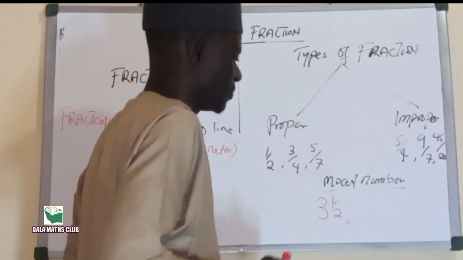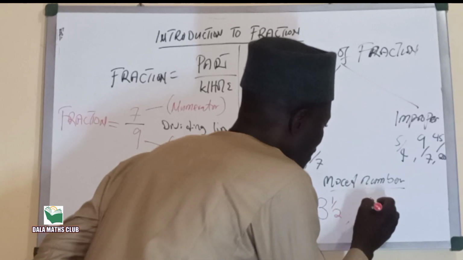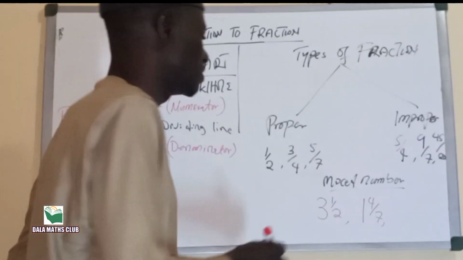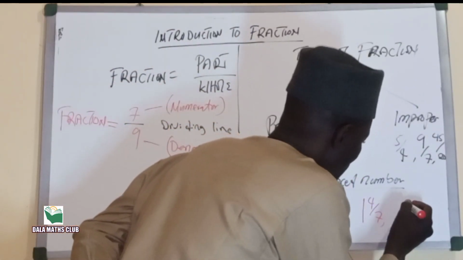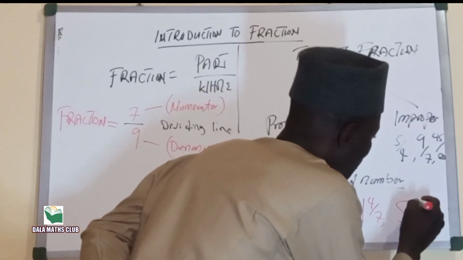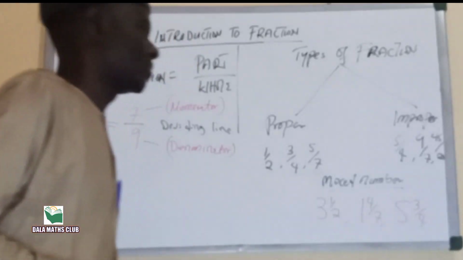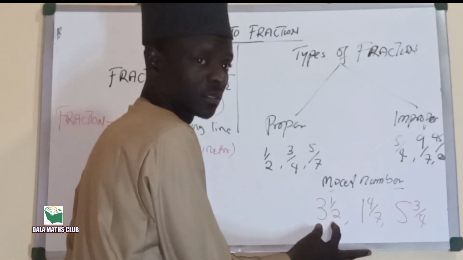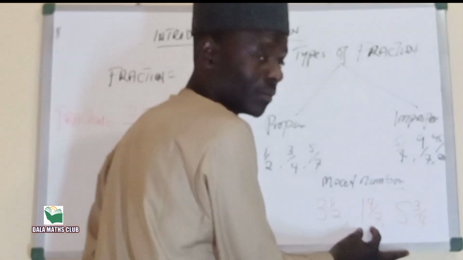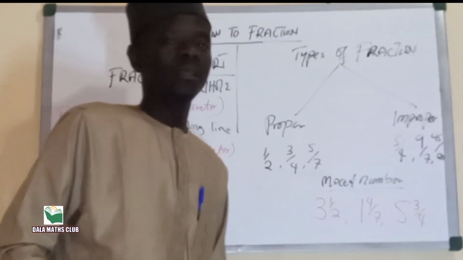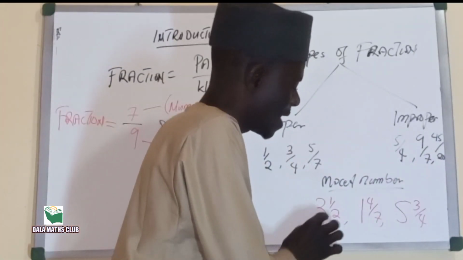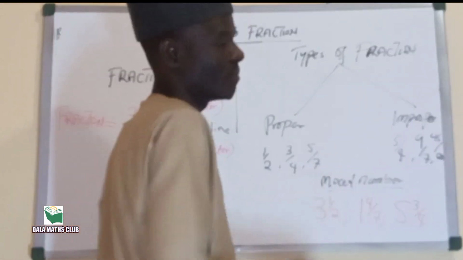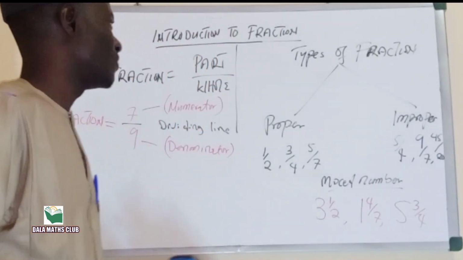You may have another example, 1 whole number 4 over 7, and let's say 5 whole number 3 over 4. If you look at this, they consist of a whole number. This is the whole number 3. This is the whole number 1. And this one is another whole number. But these whole numbers are attached to fractions. So this type of fraction is called a mixed number or mixed fraction. I hope you are following.